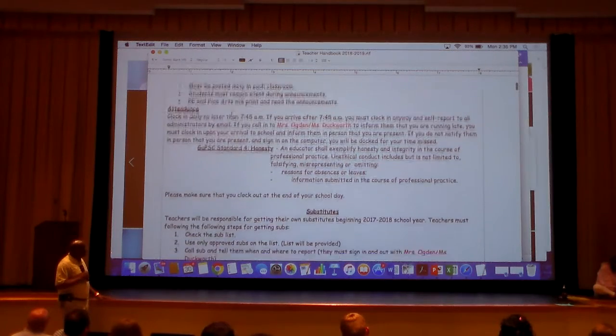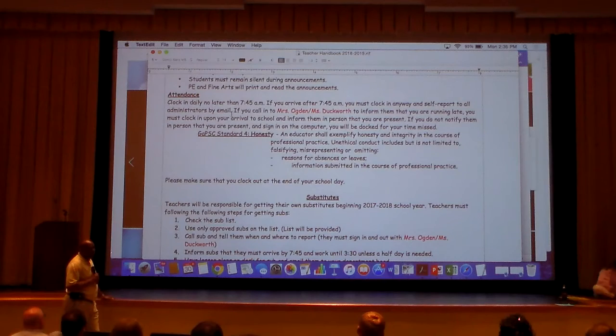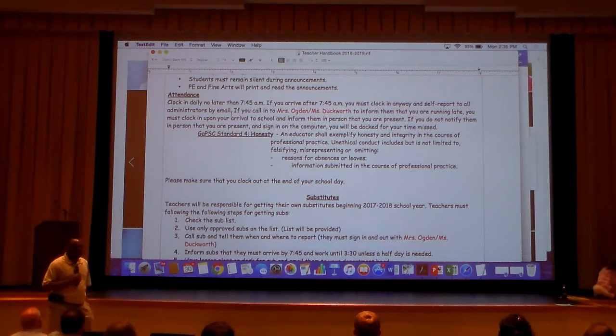All right. We clock in no later than 7:45. If you arrive after that, you still clock in. And then you have to self-report to all the administrators. That's nothing new. That's part of Standard 4. We're not going to chase you. If you're late, just be honest about it. And then you just clock in and then just self-report. Y'all did a good job with that last year. And I don't see any problems with that.